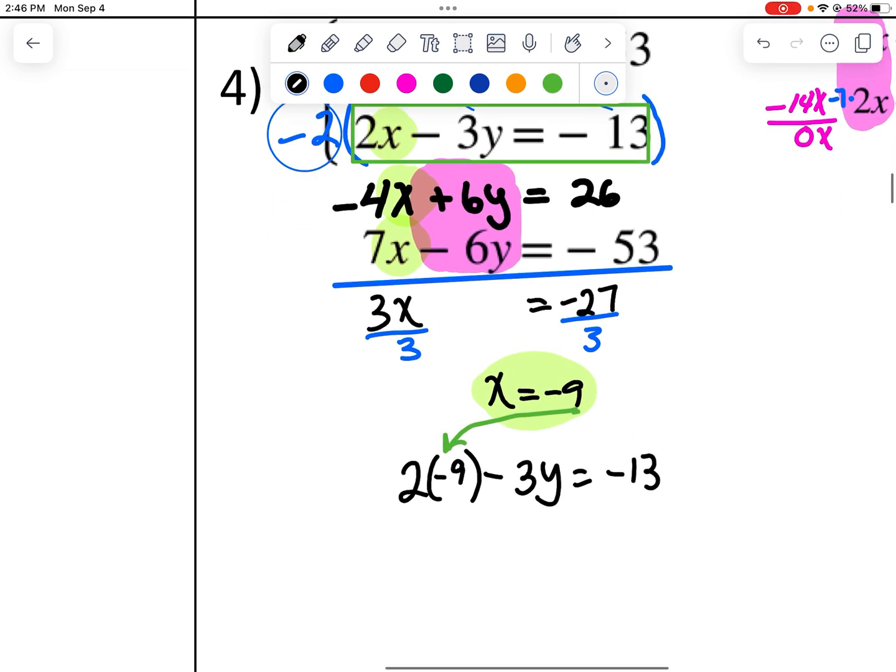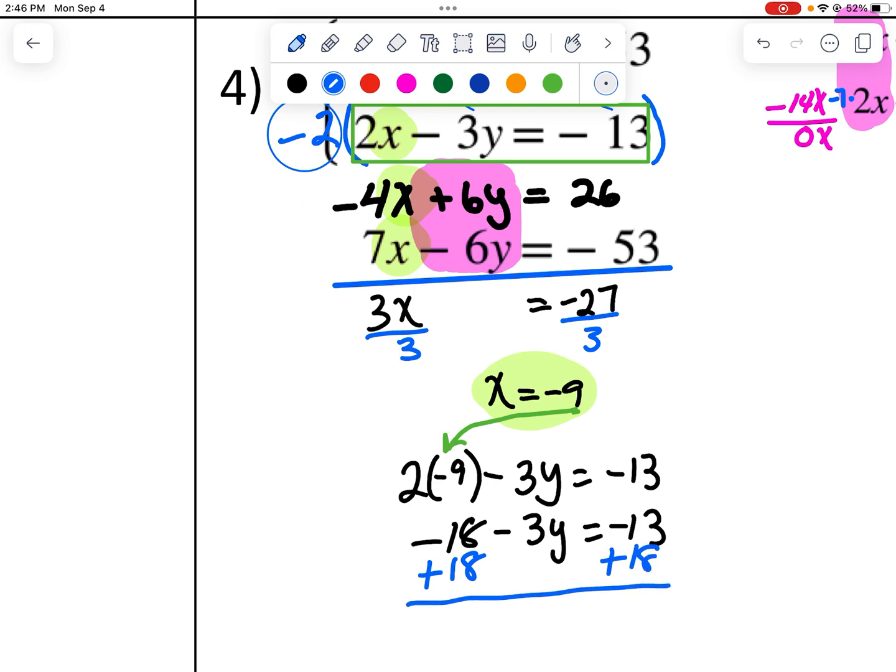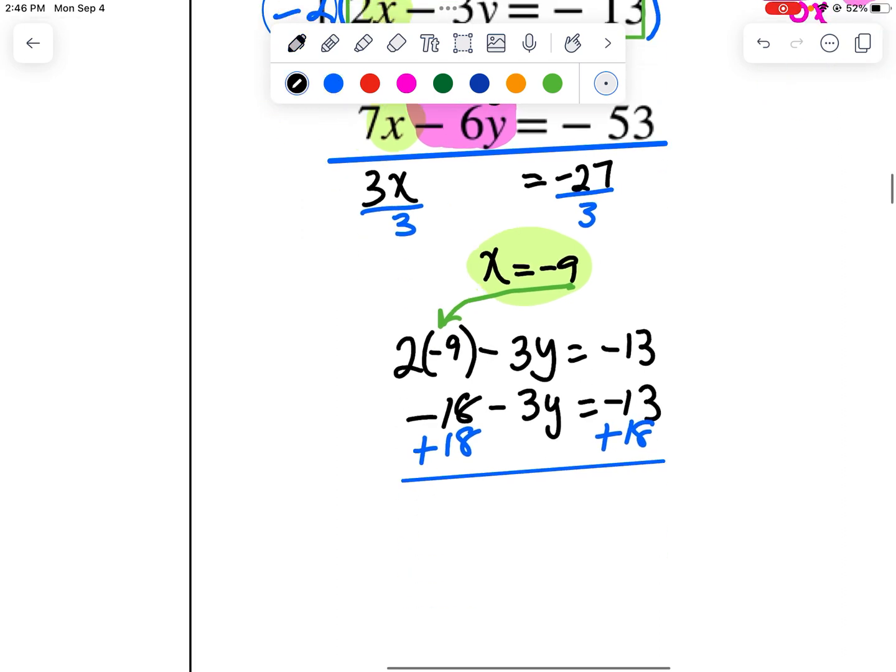Then I'm going to do the math. I'm going to have negative 18 minus 3y is negative 13. I am going to add 18 to both sides of the problem, which is going to give me negative 3y equals 5. And then I'm going to divide by negative 3, and I'm going to get y equals negative 5/3.